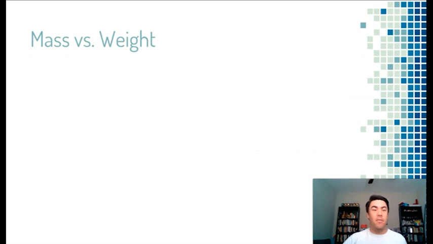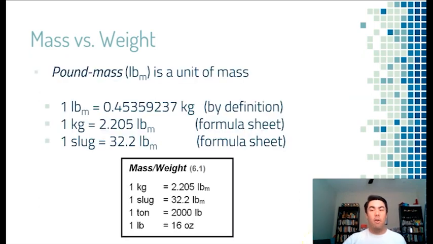Now we're going to talk about the difference between mass and weight. The avoirdupois pound, or pound mass, is defined as 0.4359237 kilograms, and it's a unit of mass. The slug is another accepted unit of mass in the U.S. customary system. However, because slugs are not well understood, it's become common to use the pound as a unit of mass as well as a unit of weight in the U.S. customary system.